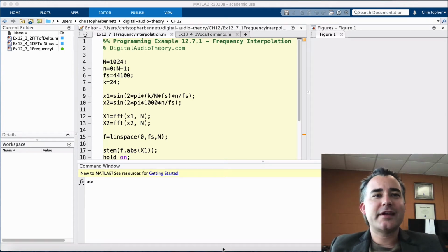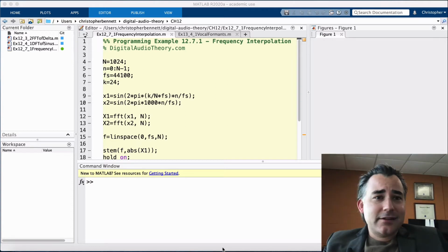In this programming example, 12.7.1, we will look at frequency interpolation with the discrete Fourier transform. In the last programming example, we considered the DFT of a cosine in which the frequency of the sinusoid was exactly the frequency of one of our DFT bins.